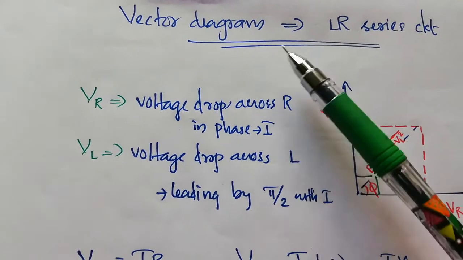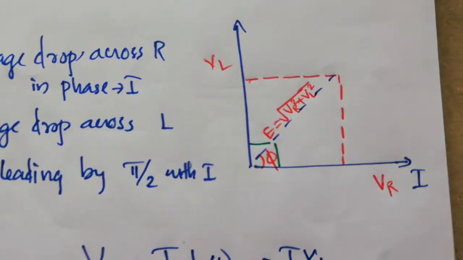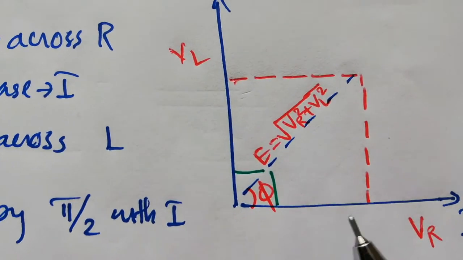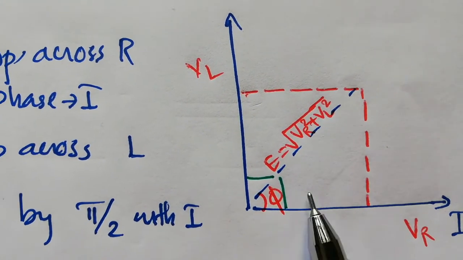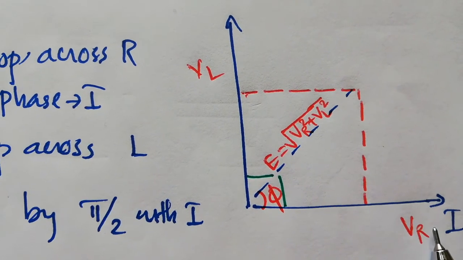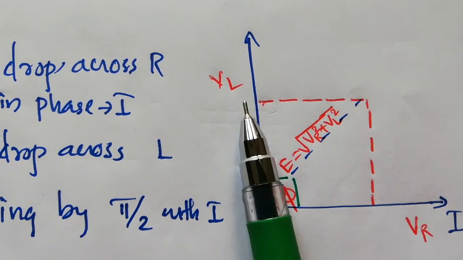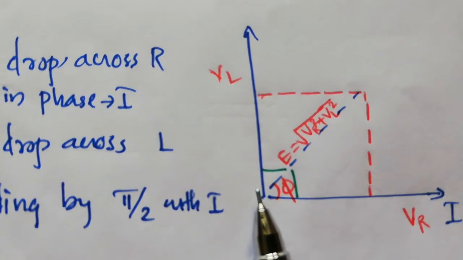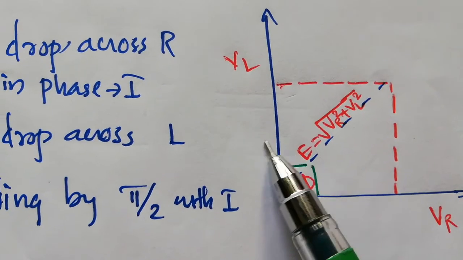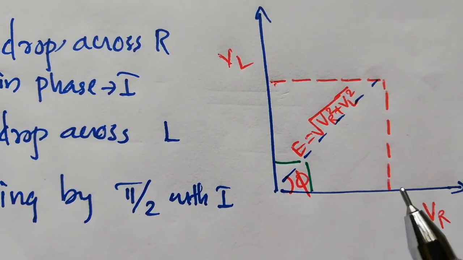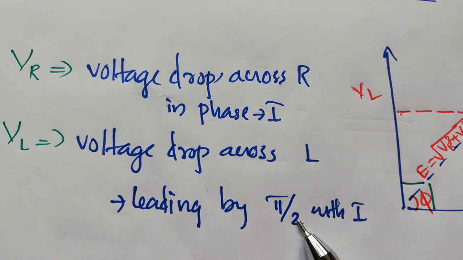Next, we can study the theory of LR circuit using the vector diagram also. This is the vector diagram. In this, the I is plotted along the x-axis and VR is plotted along the x-axis, which is in phase with the applied current, and the inductance has a pi by 2 phase difference with the applied current, that is VL is placed in the y-axis with an angle pi by 2. That is, the VL is leading the current by an angle pi by 2.